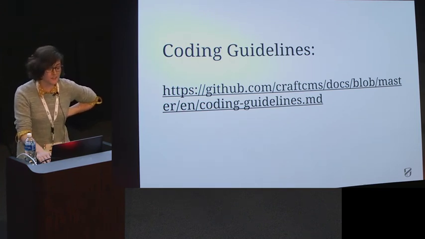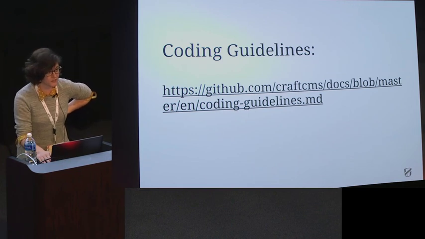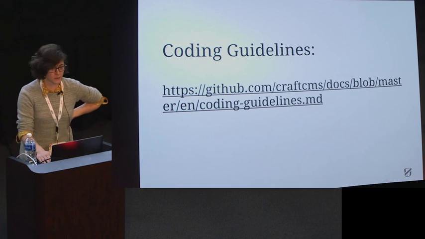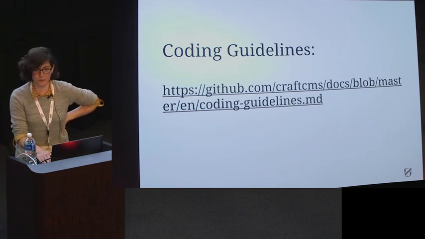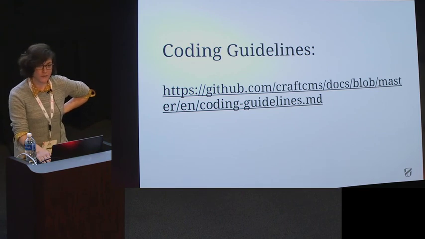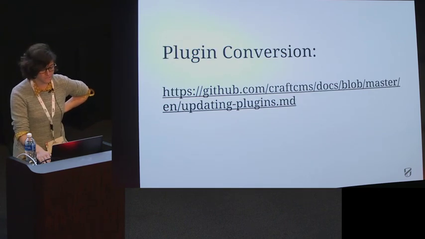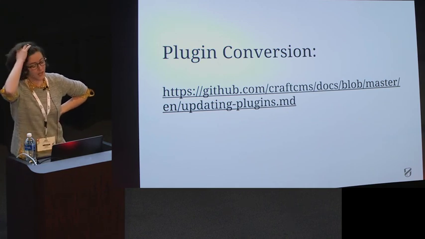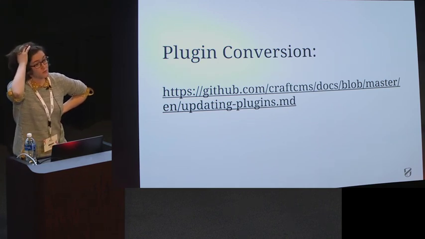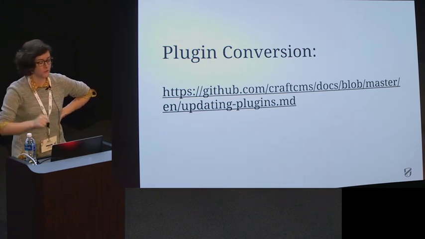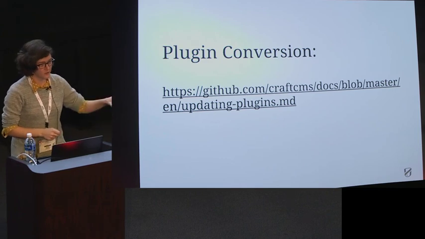If all else fails, take a look at some of the plugins that Pixel and Tonic have built themselves. They're always great resources to see how they'd prefer to structure things, or maybe some unspoken rules on how to name things or whatever else. Also, there is a plugin conversion sheet in their docs as well, which is really helpful if you're already familiar with a lot of the patterns used in Craft 2. It just shows you, here's the Craft 2 version, here's the Craft 3 version.